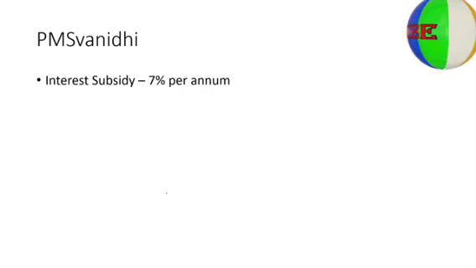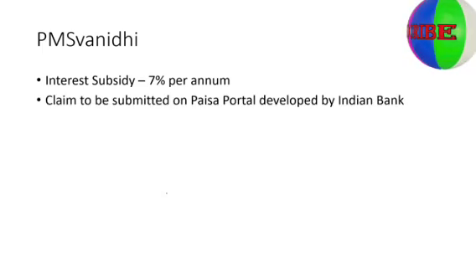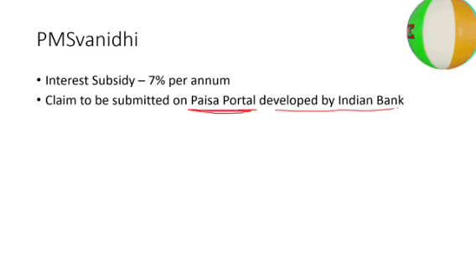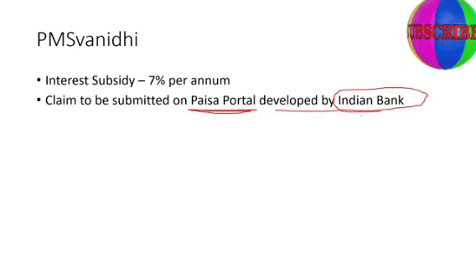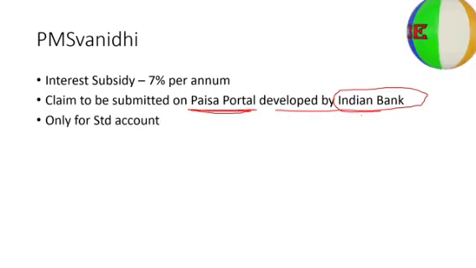Write-off, sir, even in an old write-off we can reject. So interest subsidy under PM Samnidhi is 7%. Claim to be submitted on PESA portal. This is important: PM Samnidhi quarterly claim has to be submitted, and the portal name is PESA portal, developed by Indian Bank. And this interest subsidy will be given only to a standard account.